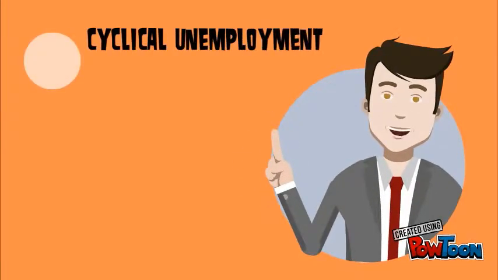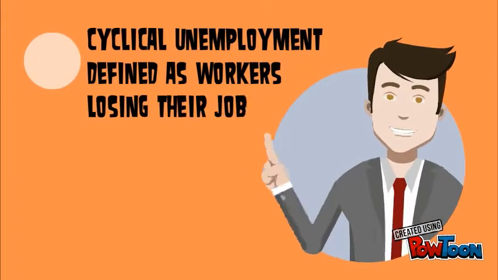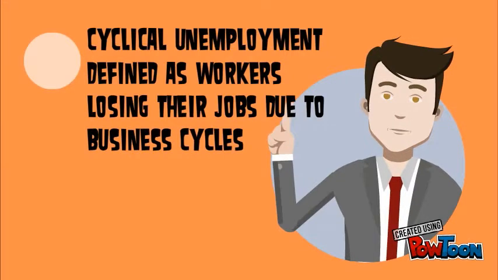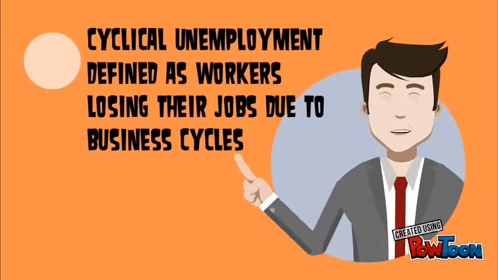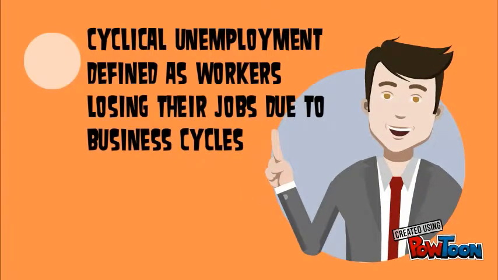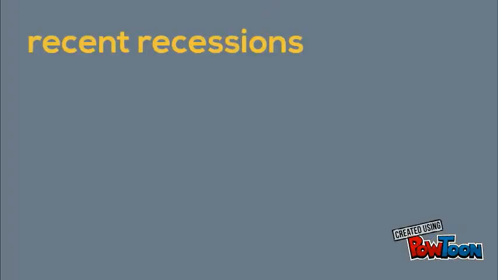Cyclical unemployment is defined as workers losing their jobs due to business cycle fluctuation in output, the normal up and down movements in the economy as it cycles through booms and recessions over time. Cyclical unemployment in Canada happened in the 1980s and 1990s.